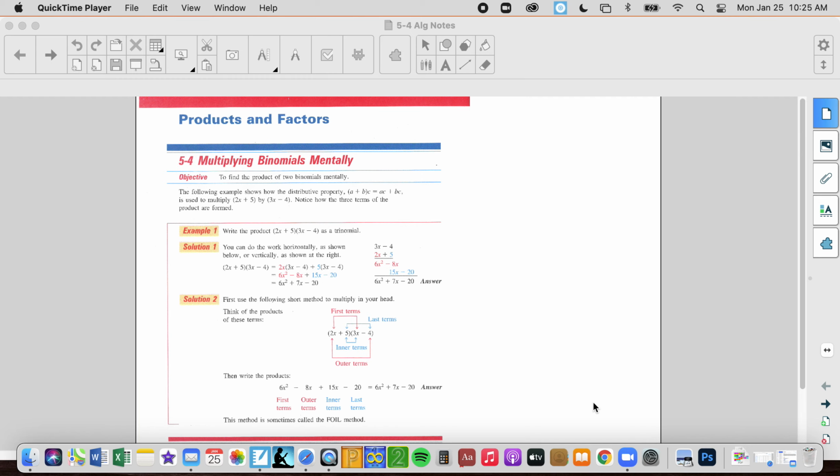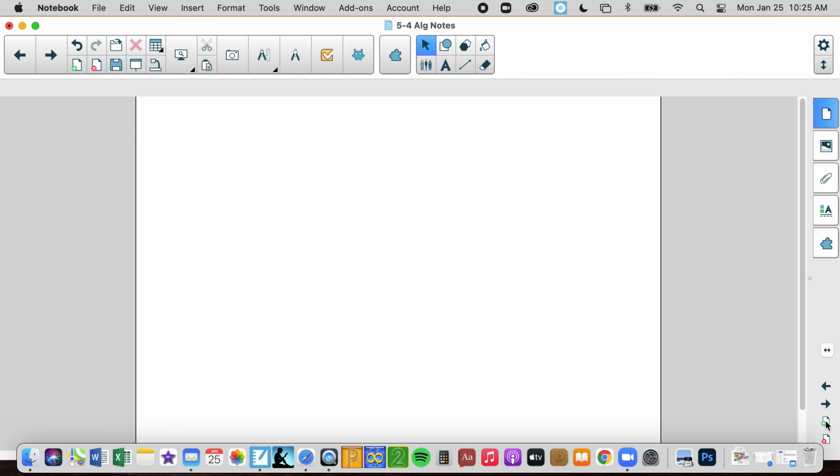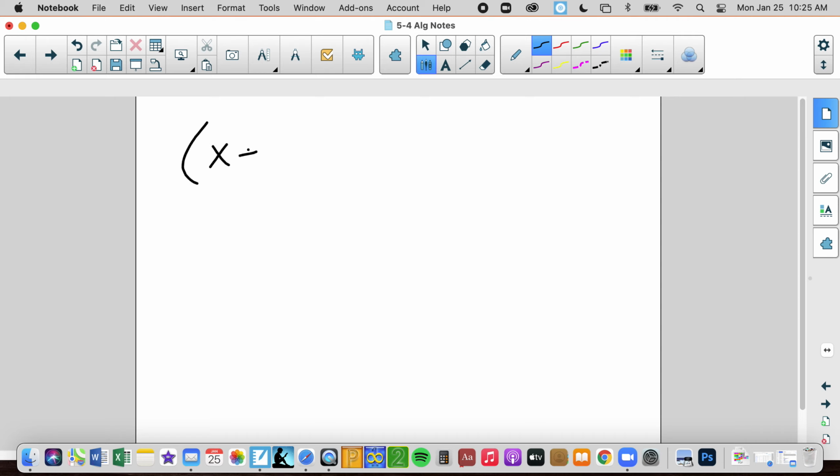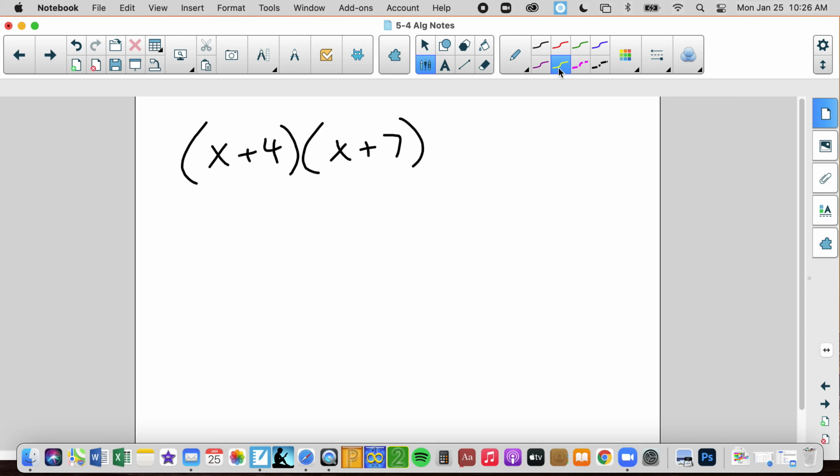Today we are going to focus on multiplying binomials. So when we talk about binomials, we mean two terms. So something like, let's do plus 7. So we have two binomials. This is a binomial because there are two terms.